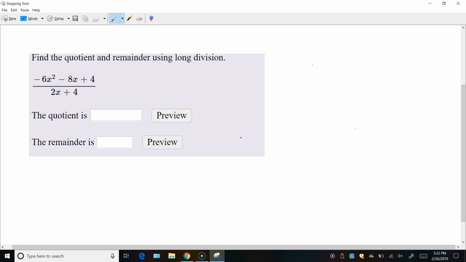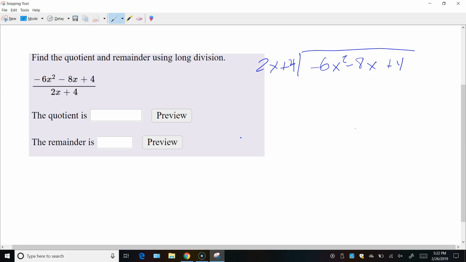Let's take a look at an example of doing long division on polynomials. So we have negative 6x squared minus 8x plus 4 divided by 2x plus 4. To carry this out, you write negative 6x squared minus 8x plus 4, and the whole thing here will be divided by 2x plus 4. So that's the setup of the problem.